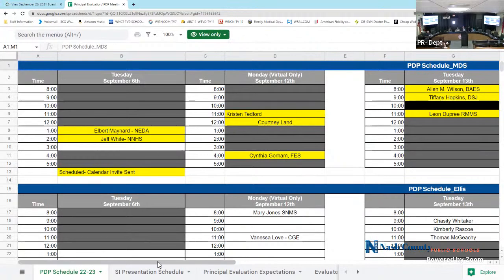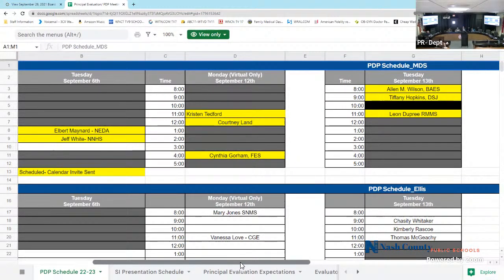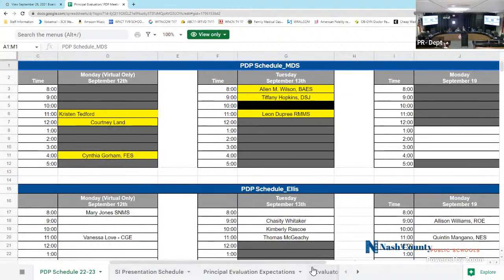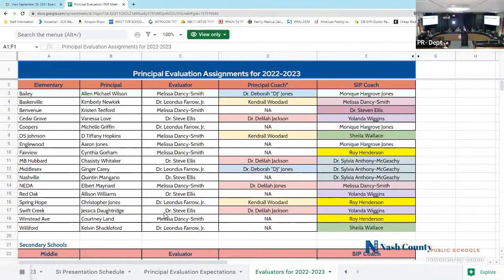Blaine, could you go all the way to the evaluation, the bottom one? There you go. This is probably easier to start off with. Each administrator is going to have a lead evaluator, which would be senior staff. That would be me, Dr. Farrow, and Ms. Nancy Smith. We would be the lead evaluators this year for principals.